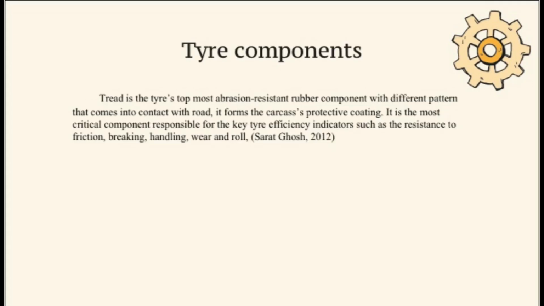Tyre component. Tread is the topmost abrasion resistant rubber component with different pattern that come into contact with road. It forms the carcass protective coating. It is the most critical component responsible for the key tyre efficiency indicator such as their resistance to friction, braking, handling, wear and roll. Saraghosh 2012.